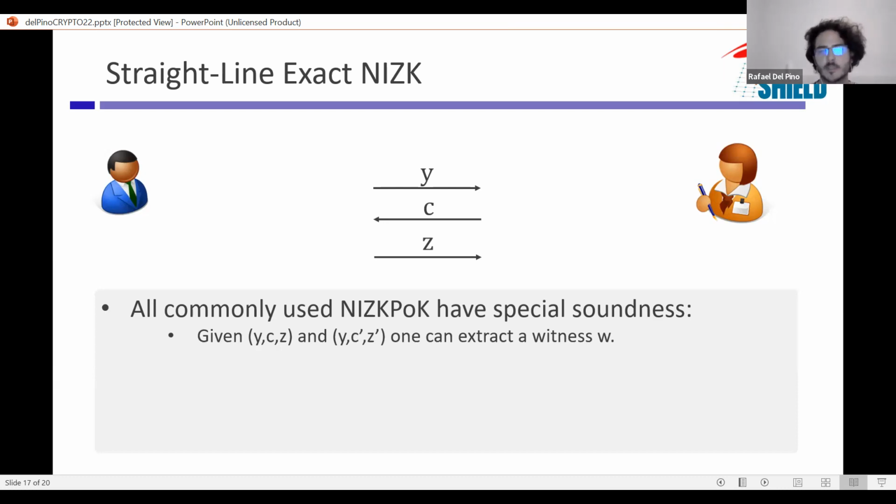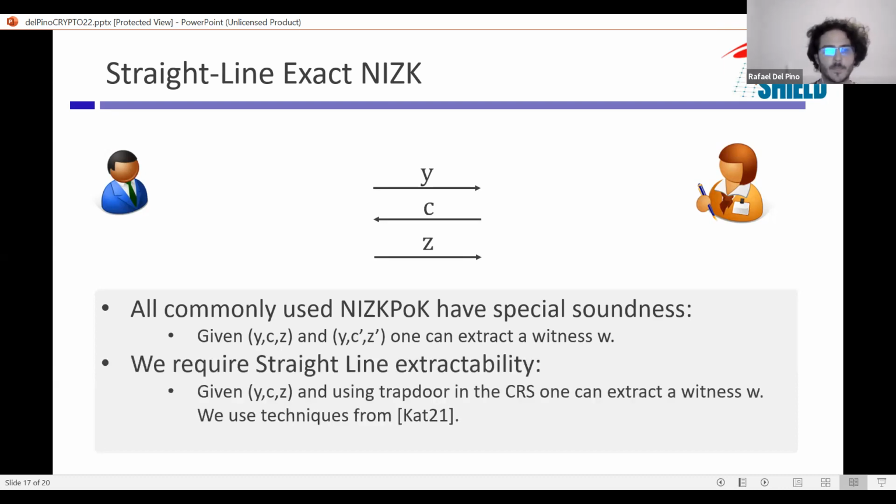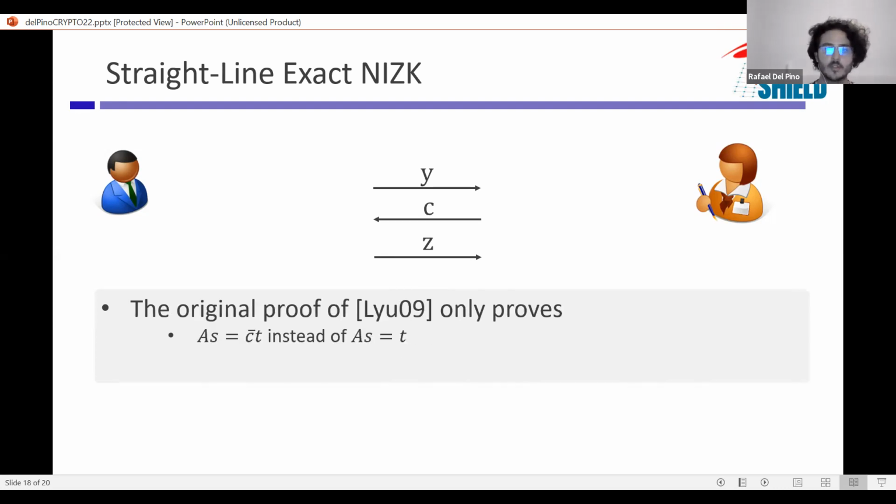So we could accept an exponential loss of security, or we can use a straight line non-interactive zero knowledge proof, meaning that given only one transcript and a trapdoor, which is in the common reference string model, we can extract a witness. This way there is no rewinding, and we can extract witnesses on the fly and finish the proof. Another thing we don't really need, but which is much better, is an exact proof.